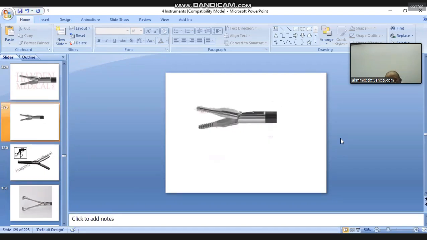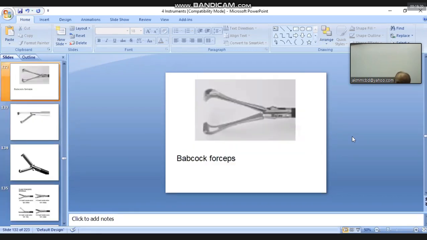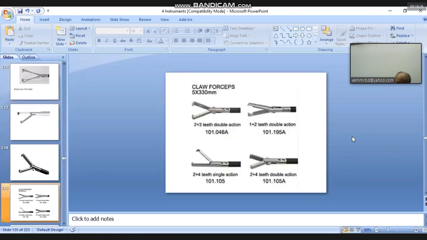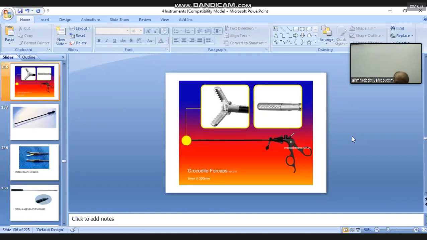I don't know whether these instruments will be given in your exam or not. You see the blade. The end of the blade is narrower than this part. Actually, this is known as dolphin forceps, like the mouth of a dolphin, which has become very narrow. Then this is dolphin forceps, then Babcock's forceps, then claw forceps or crocodile forceps.